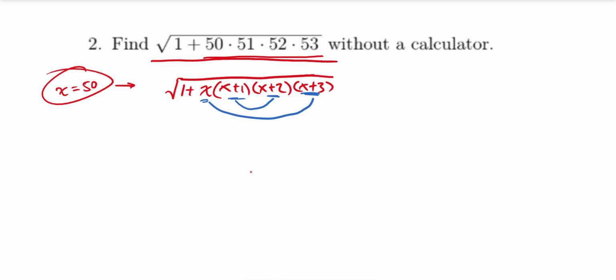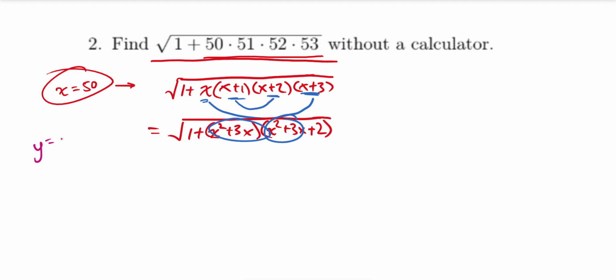What do we get there? Well, we end up with 1 plus x squared plus 3x, multiplied by x squared plus 3x plus 2. So notice x squared plus 3x is in both factors. So it actually tempts us to set a new variable y equal to x squared plus 3x.